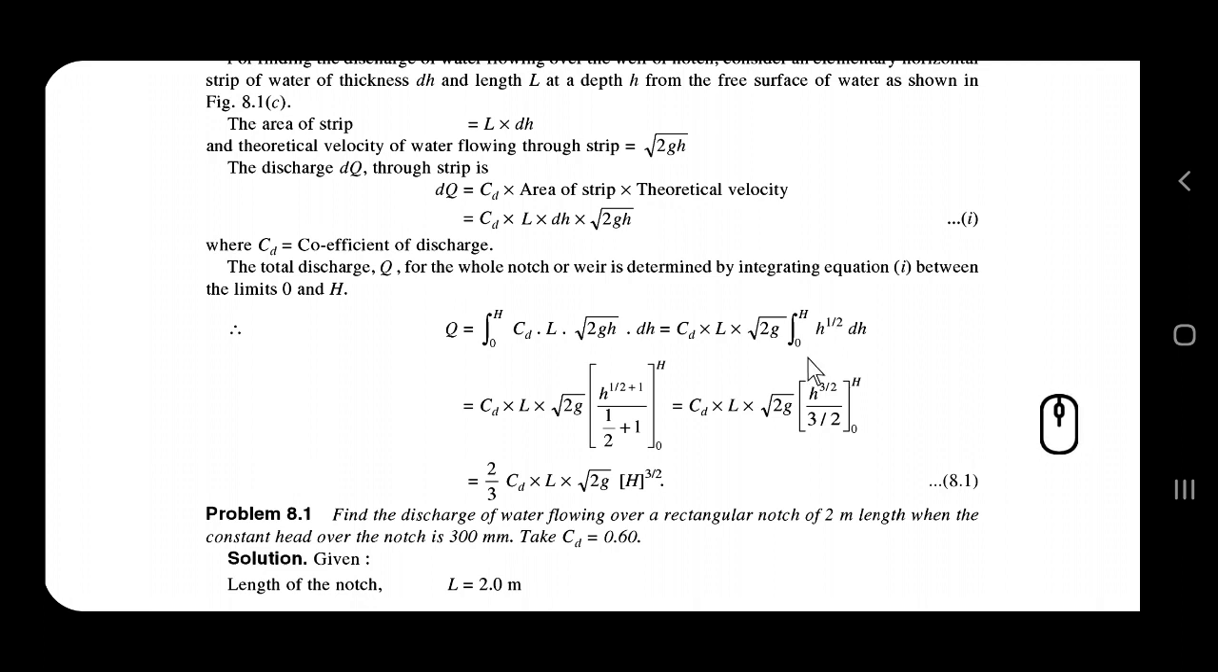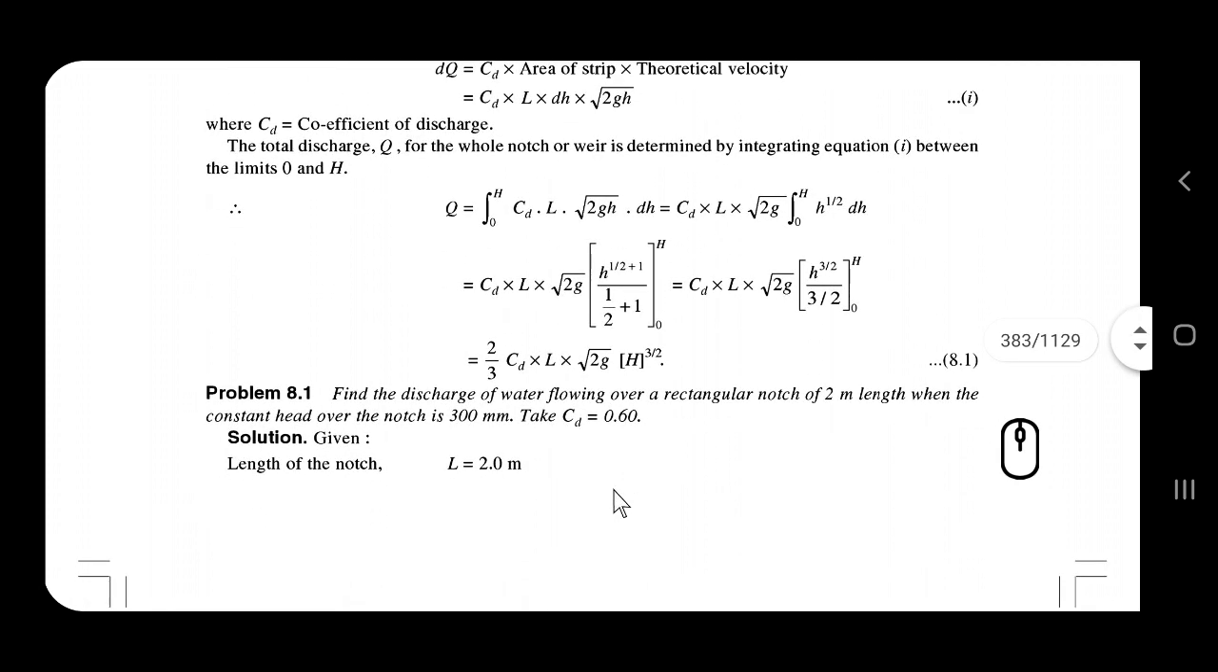Integrating the same, we will get small h raised to half plus 1 divided by half plus 1, with limits 0 to H. So we will get the equation for discharge over a rectangular weir as 2 by 3 Cd into capital L into root 2g into capital H raised to 3 by 2. That is the equation for discharge over a rectangular weir. Using this equation we can find out the discharge over a rectangular weir.